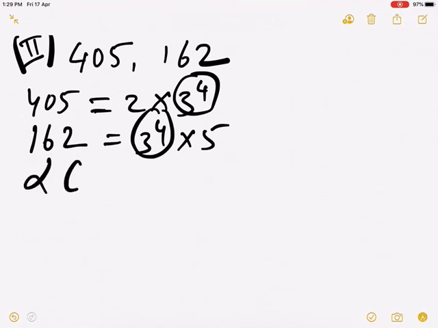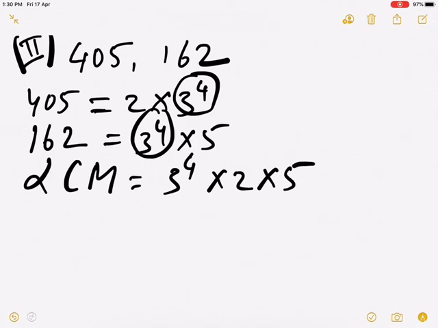So therefore for finding out LCM, we will write 3 to the power 4 only once, and whatever remaining numbers are there, we will write them in multiplication. So we will get 3 to the power 4 into 2 into 5. 3 to the power 4 is 81. So we get 81 into 10, and therefore the answer will be 810. So LCM will be 810 for these two numbers. Now let us move on to the third part of this question.